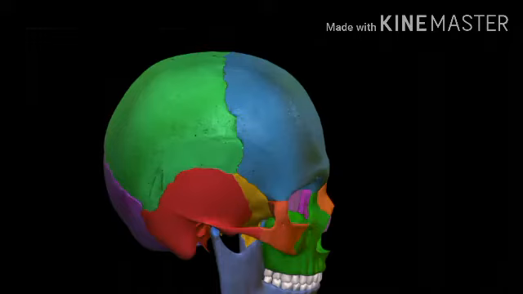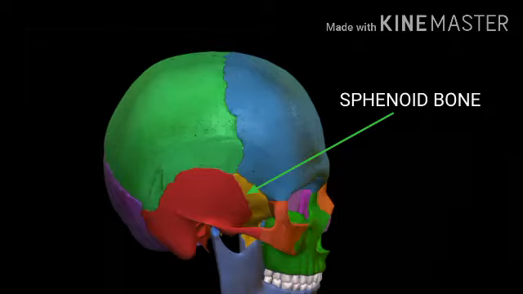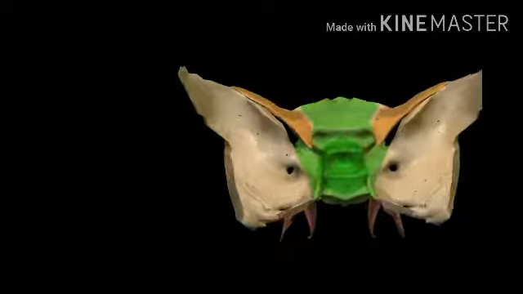Now we want to look at a bone that is very interesting. This bone touches almost everything in the skull except the lacrimal bone and the mandible. And this bone is called the sphenoid bone, indicated here in yellow. The sphenoid bone is quite interesting in the fact that it perfectly resembles a butterfly.